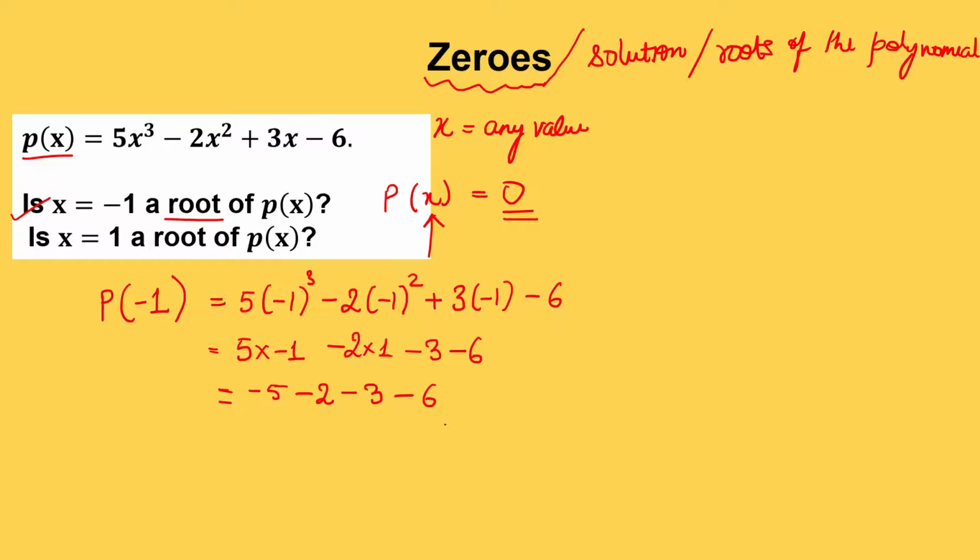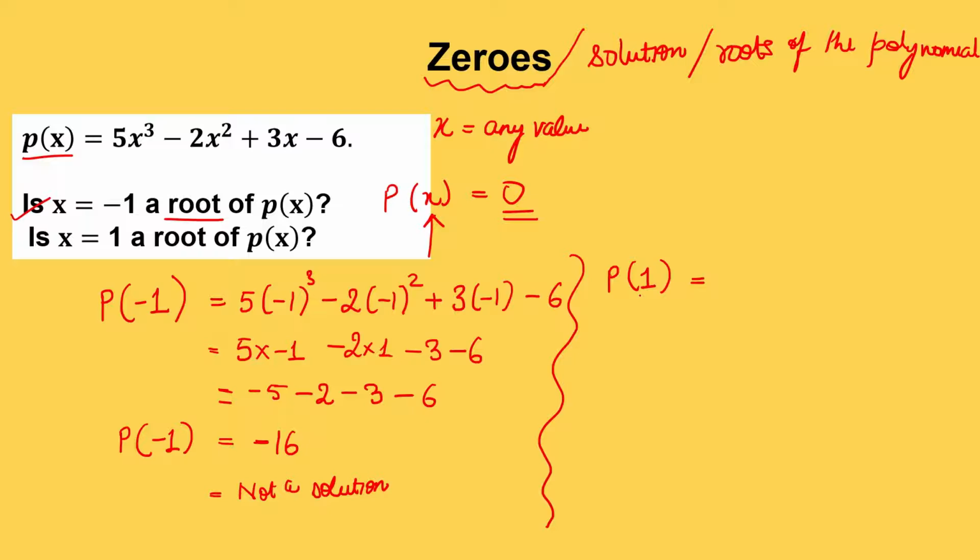All are negative numbers, hence you can add all. 6 plus 3, 9, 9 plus 2, 11, 11 plus 5, 16, negative 16. That means our P of negative 1 is negative 16, which means not a solution.